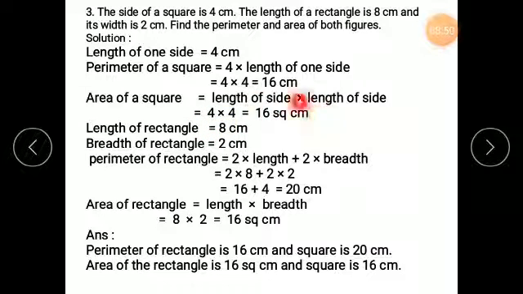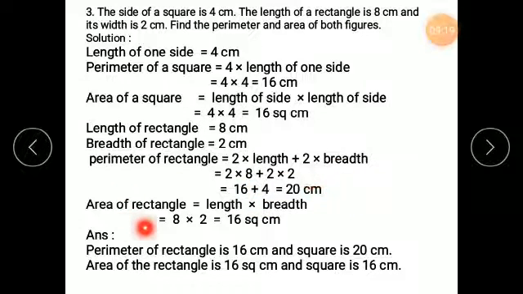See, the units are different for perimeter and area. It is 16 but it is centimeter. It is also 16 but it is square centimeter. It is not only centimeter, it is square centimeter. So length of a rectangle is 8 centimeter and breadth is 2 centimeter. So what will be its perimeter? Formula for rectangle's perimeter is 2 into length plus 2 into breadth. So 2 8s are 16, 2 2s are 4. 16 plus 4 will be 20 centimeter.